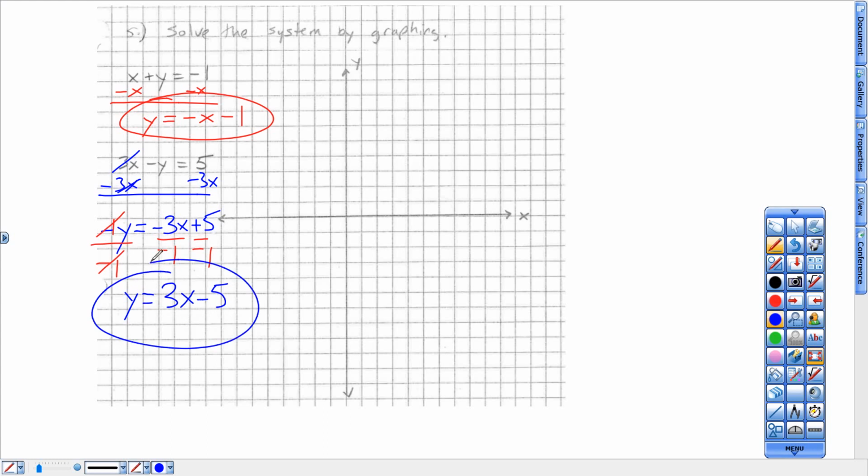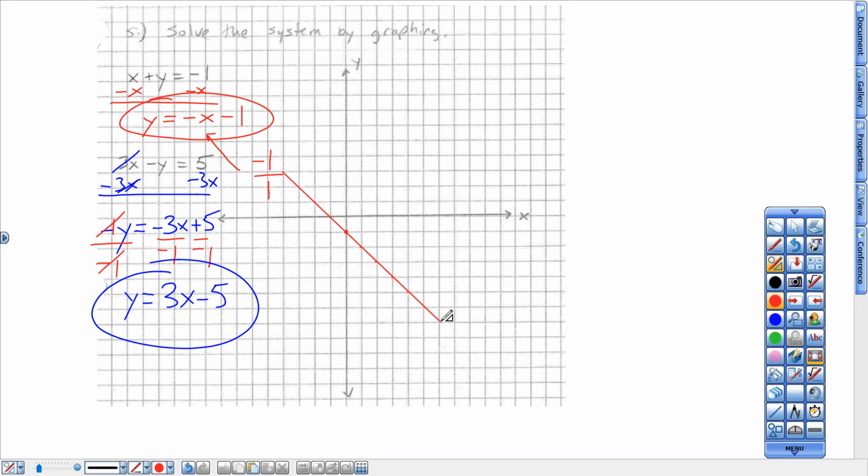So here I go. Starting at negative 1 on the y-axis, and then from there, looking at that number in front of x, which is negative 1, made into a fraction, negative 1 over 1. So from that starting point, right 1, down 1, right 1, down 1. Be able to stair step the opposite direction. Draw your line nice and straight, using a straight edge if needed.